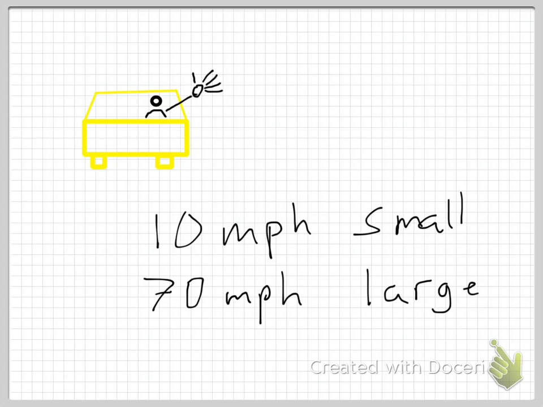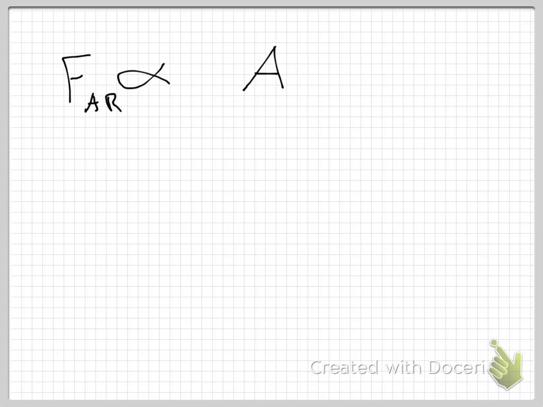So it seems to me reasonable to say that the force of air resistance is proportional to the speed with which the object is traveling. As it turns out, if you perform an experiment on this, you will find that it's actually proportional to the speed squared. But our thinking about it is still valid. The faster I go, the bigger the force gets.